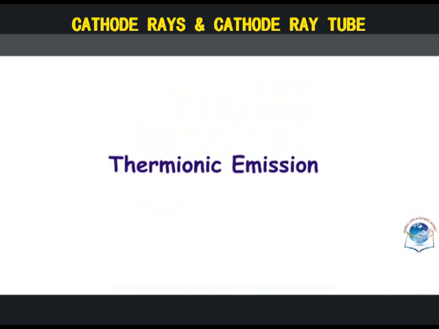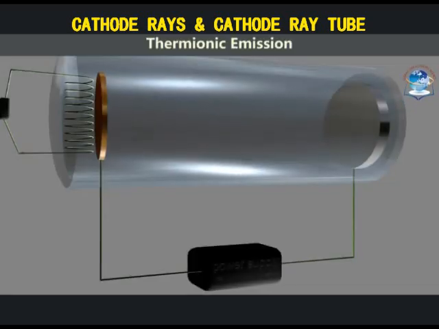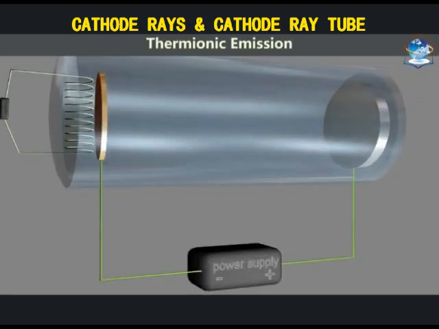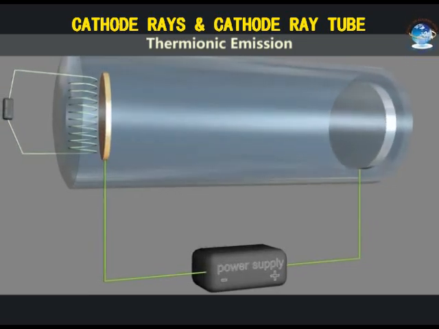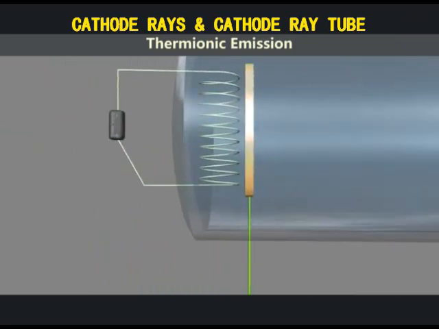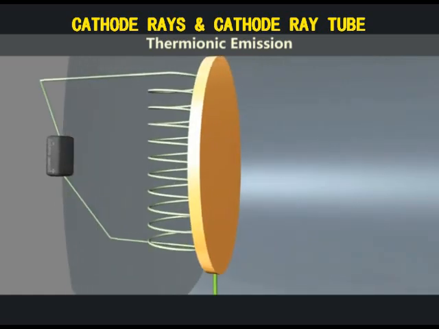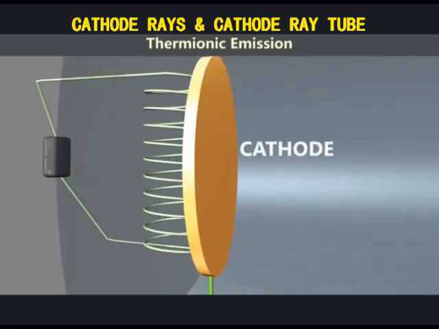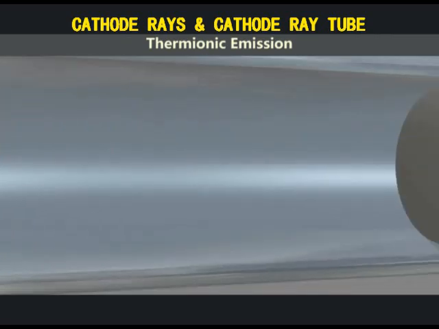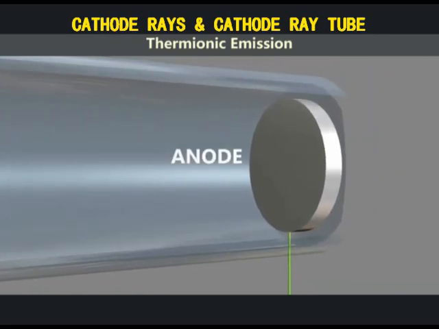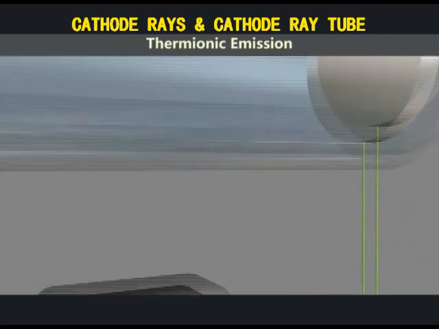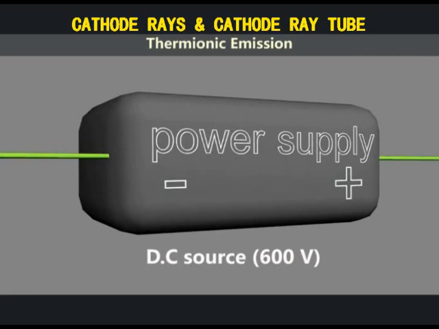We can use an electric circuit to generate electrons through thermionic emission and then accelerate these electrons towards a positively charged target. What we need is to produce electrons that move in a vacuum with no wires. The setup consists of a vacuum tube, inside of which is a highly negative cathode and a highly positive anode connected to a high voltage DC supply of about 600 volts.